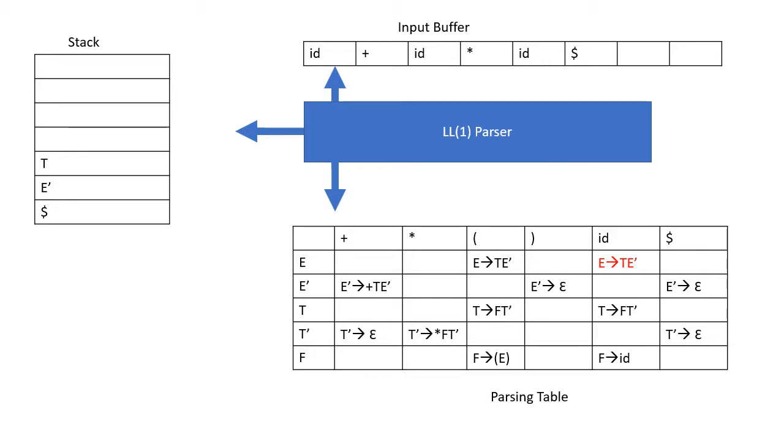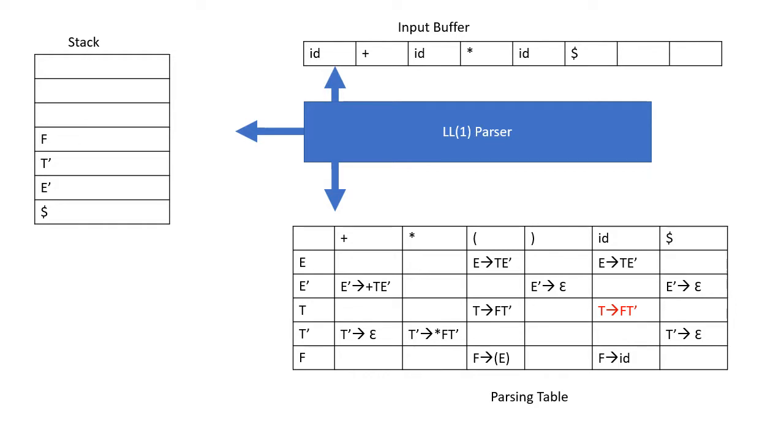Now the element at the top of the stack is T. Our input is still ID. So now we will compare T on ID. The entry is T on ID, so T must now be replaced by FT dash. So the parser replaces T by FT dash. T is gone and it is replaced by FT dash. And again, it is coming in the right to left manner, so T dash is coming first and then F.